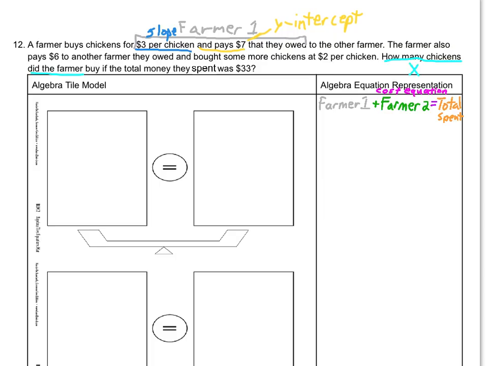Try to write the expression for farmer 1. What would that look like? It would look like this. We have 3x plus 7. $3 per chicken.